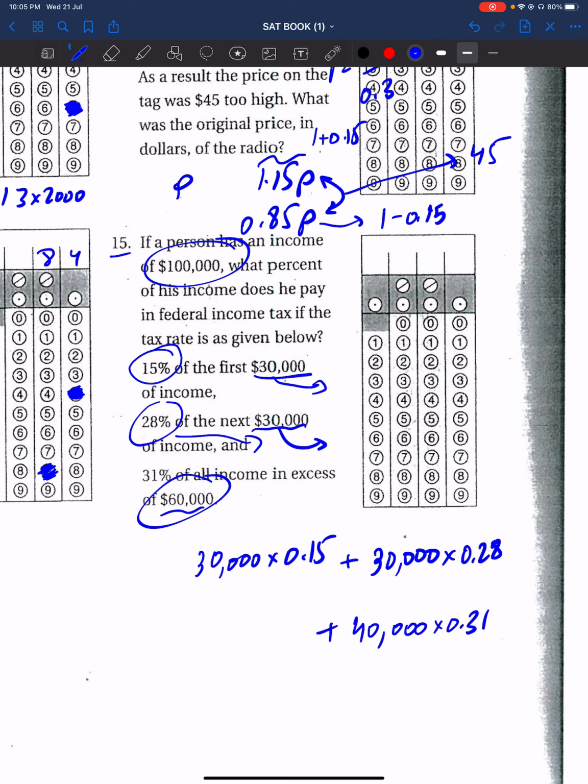this would give you 25,300. Now, what percentage of his total income is that? This you would get by dividing 25,300 by 100,000 and multiplying it by 100%, which would give you 25.3, and that's your answer.